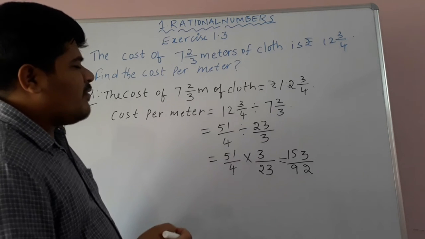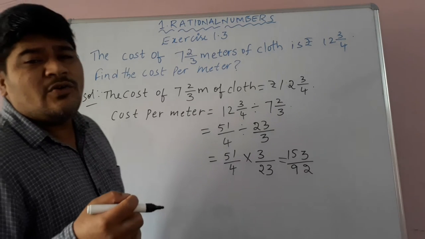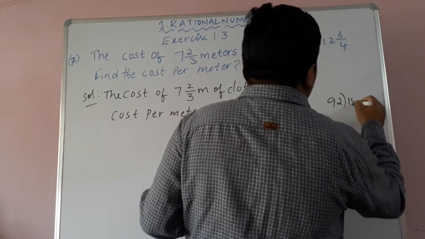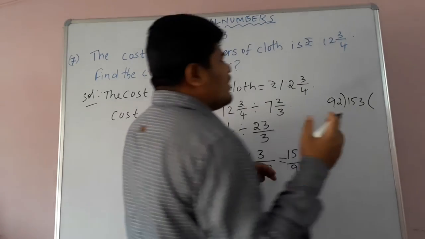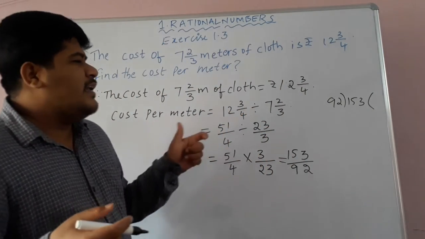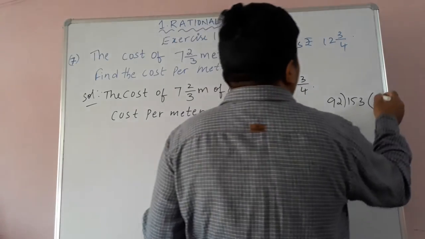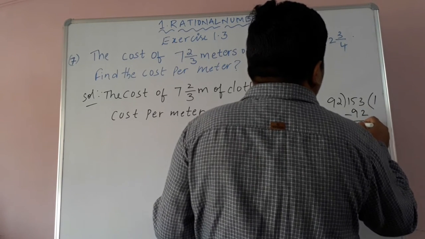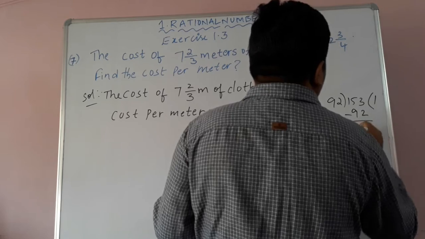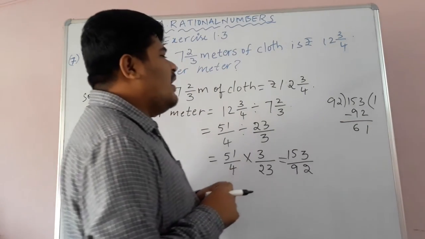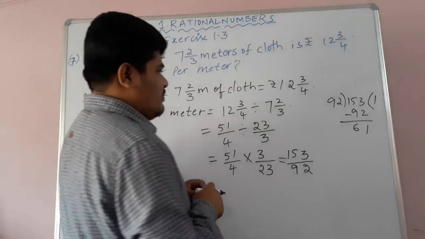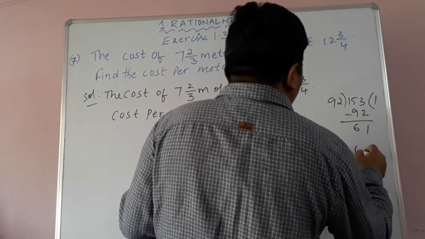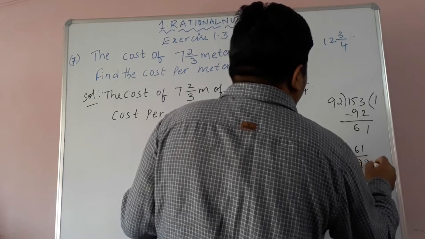So this is the cost per 1 meter. We have to convert it into a mixed fraction, children. So just divide the numerator by the denominator. 92 2s would be crossing 180, so we take 92 1s, which are 92, and the remainder is 61. So 1 61/92. So the cost per 1 meter is rupees 1 61/92.